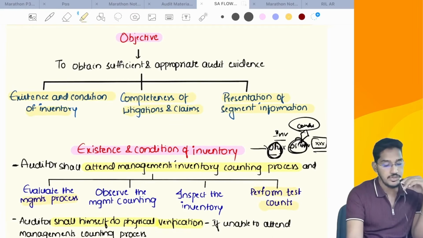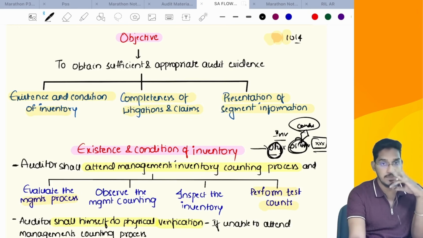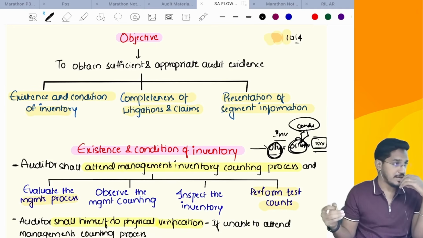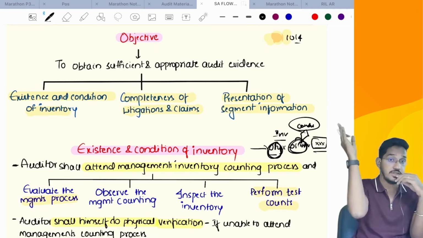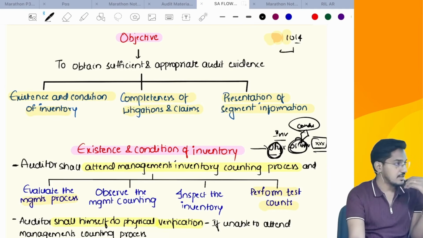Say, for example, management is doing the physical verification on 10th of April. You attended there. On 10th of April, whatever condition is there, whatever quantity is there, that is matching. But with that, your responsibility will not come to an end. Why? Because the stock which is there on 10th of April will not come in my balance sheet. The stock which is there on 31st of March will come in my balance sheet. So now you have to do a reverse calculation.